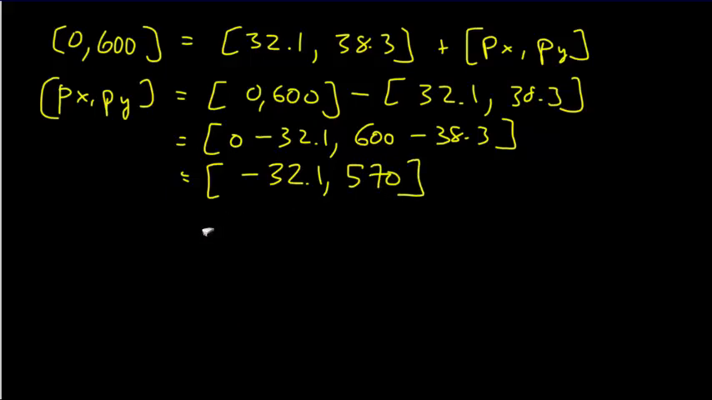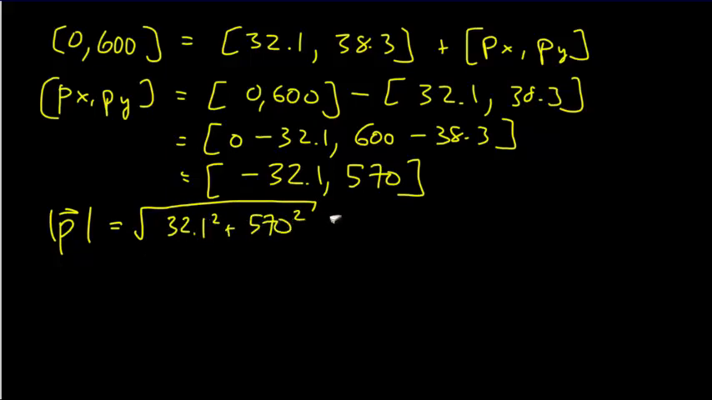So to go from Cartesian components back to polar coordinates, I can get the magnitude, or the length, of the vector p using Pythagorean theorem, 32.1 squared plus 570 squared, and that gives me approximately 571 kilometers per hour. So the wind would increase his speed just a little bit, but not much.